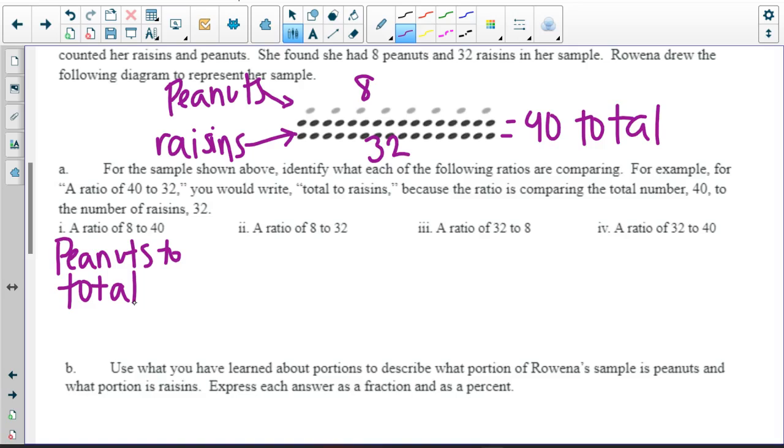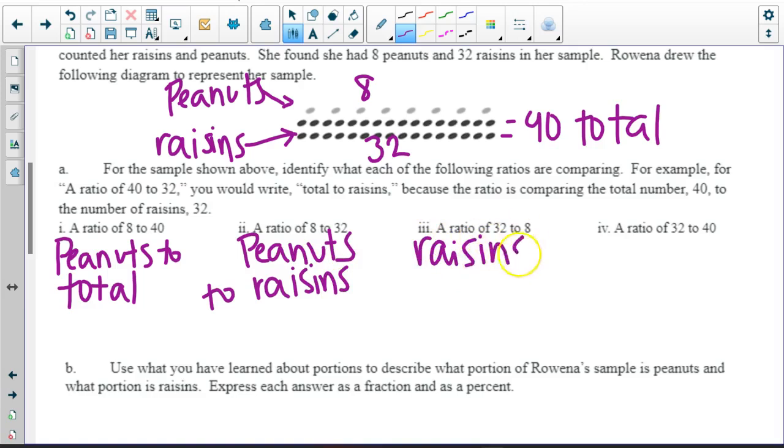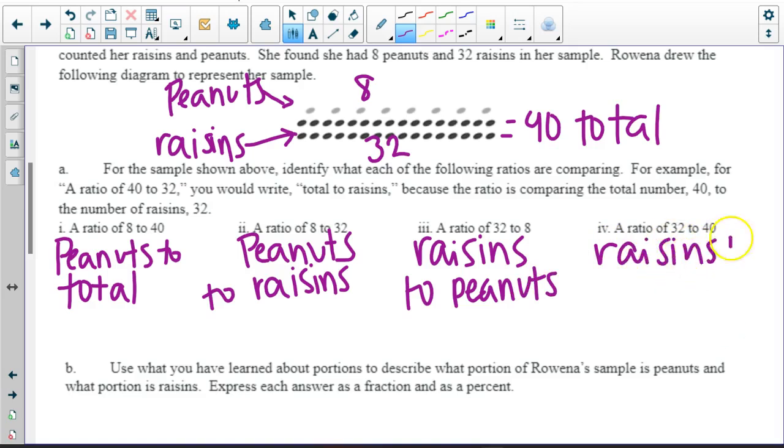Okay, a ratio of 8 to 32. They are comparing peanuts to raisins. A ratio of 32 to 8. They are comparing raisins to peanuts. And a ratio of 32 to 40, they are comparing raisins to the total.